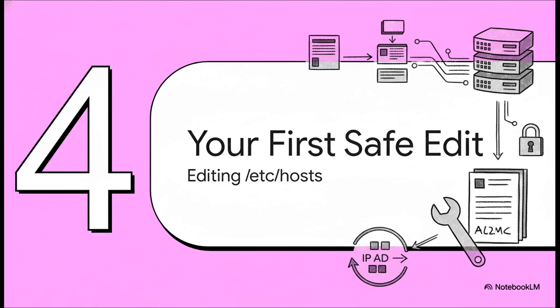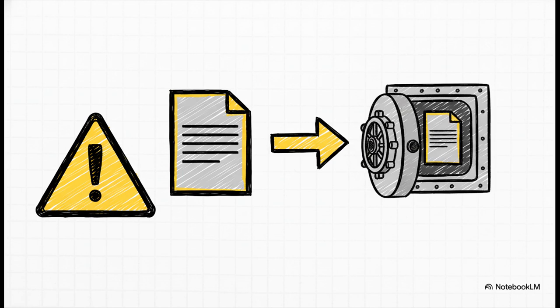Okay, theory is great and all, but I think it's time to get our hands dirty. Let's do a real-world example. We're going to make a super simple, totally safe edit to a global configuration file called /etc/hosts. This is the file that maps host names to IP addresses on your local machine. But before we touch anything, and I really cannot stress this enough, the absolute number one rule of editing system files is always make a backup. We'll just use the simple cp command to make a copy.